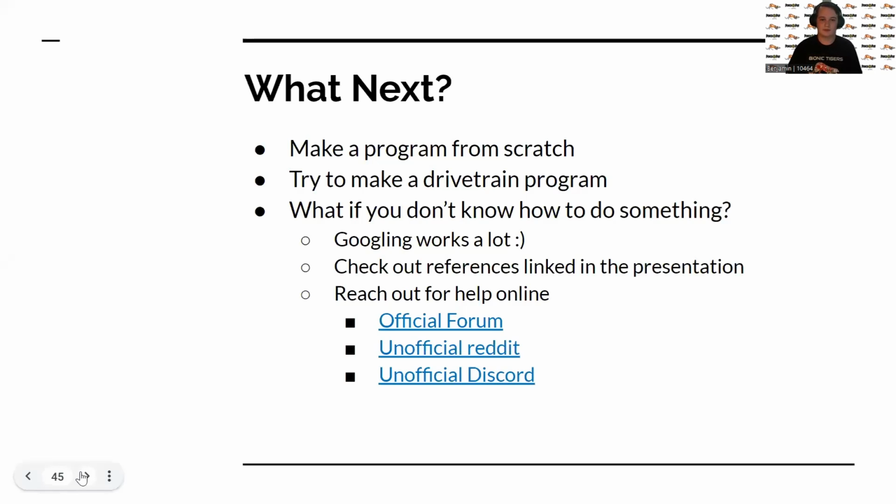So what's next? Try making a program from scratch. Try making a drivetrain, an intake, whatever. The best way to learn how to code is to actually do it yourself, because that teaches you how to do it in the engine that you're going to be using, and how to troubleshoot and fix bugs. It's a much better way than just reading about it. Actually doing it allows you to learn that stuff much quicker.